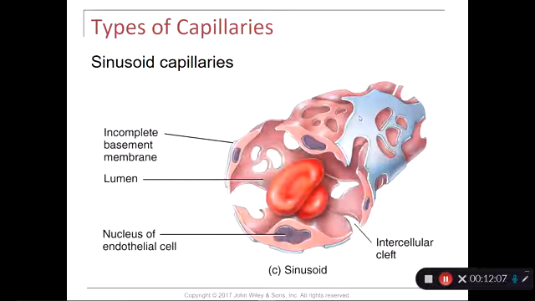The sinusoid one is very, very holy. You can find that in places that need cells to cross over with ease. You can find that in your spleen, in your liver, and in the red bone marrow. It just makes sense that it's in the red bone marrow if you want cells to be able to sneak out and sneak back in, especially the new ones.